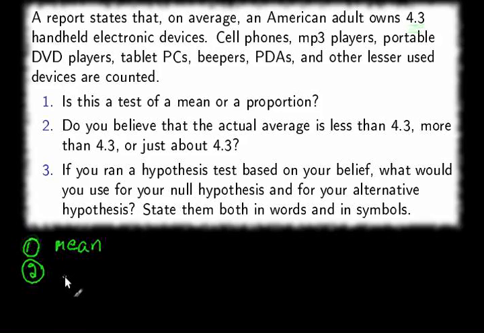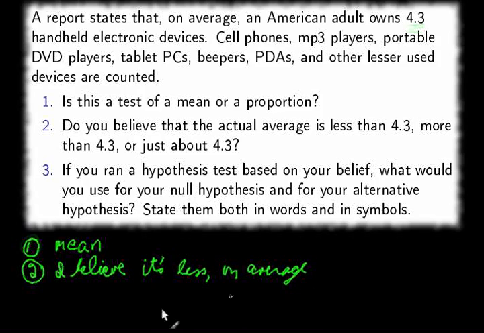I believe it's less on average. So, number 3, if you ran a hypothesis test based on your belief, so based on the belief that I think it's less, what would you use for the null hypothesis and what would you use for the alternative hypothesis?